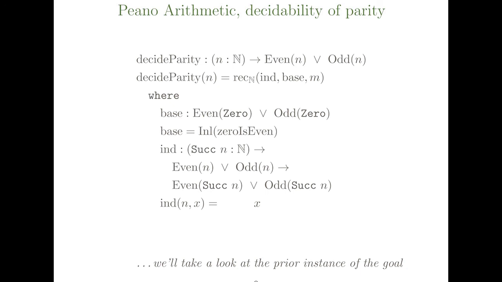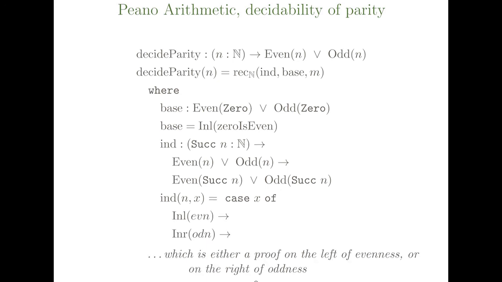The way we look at something is called case examination, which just means pop open the x and see what's inside. I know because I invented this language, and I'm going to tell you that inside of an OR statement, there's either a left side or a right side, denoted as in left or in right, as I did earlier. If it's in left, then we get even of n, a proof that n is even. If it's in the right side, we get odd of n, a proof that n is odd.